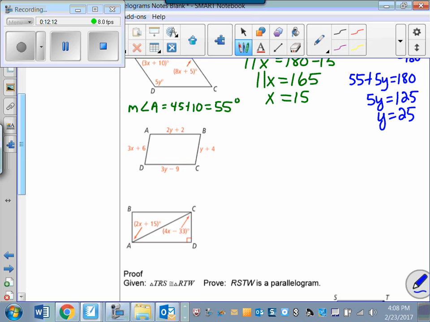All right, let's see what we have next. 2 more problems. I think this would be a really great time for you to pause and do these next 2 problems. Come back and I'll have the solutions for you to check your work.